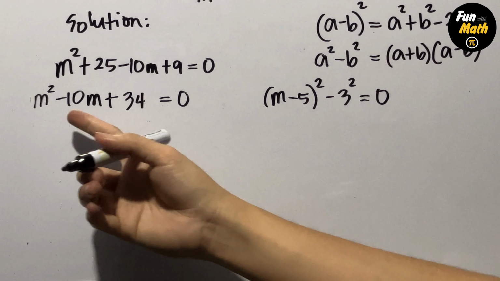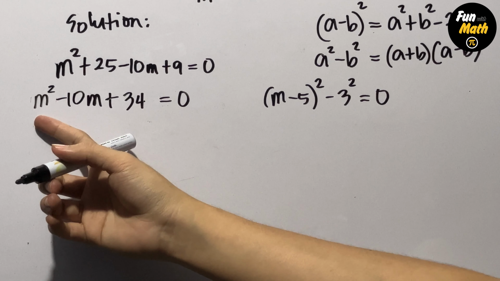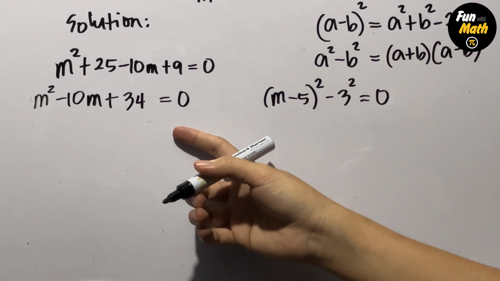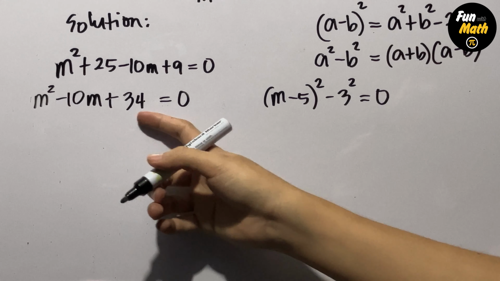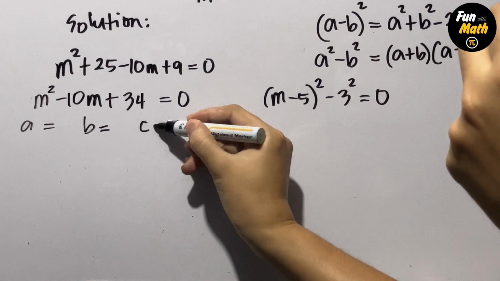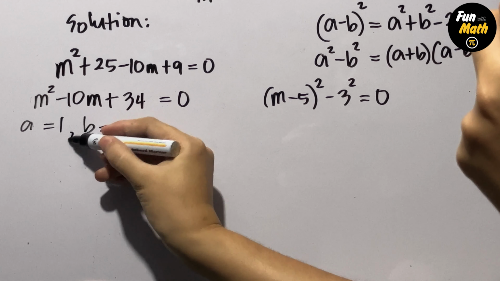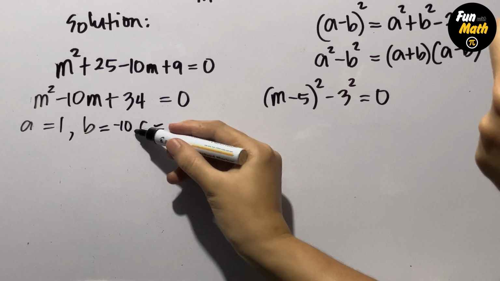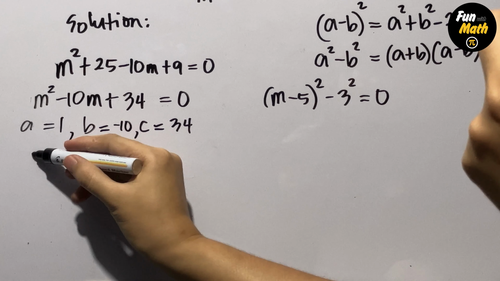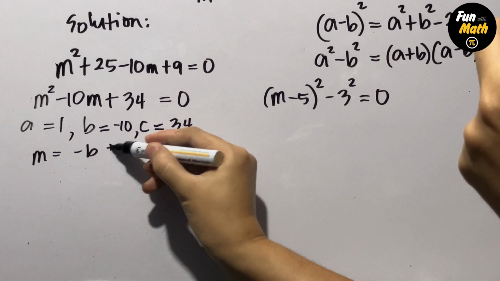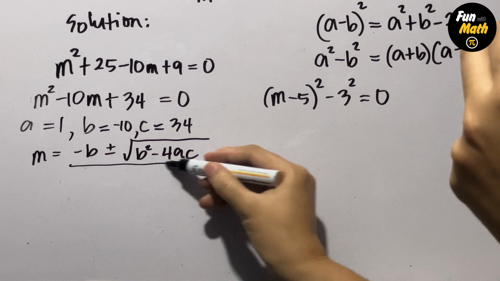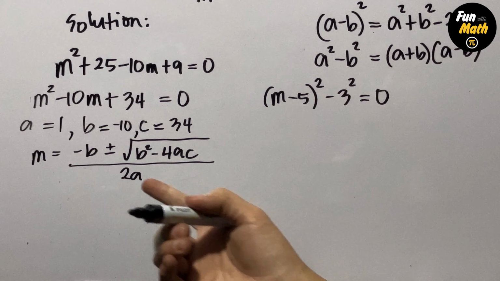Now, to get the roots of m, or the values of m, we need to use the quadratic formula, since this is a quadratic equation. Before using the quadratic formula, it's important to know the values of a, b, and c. For a, that is 1. For b, that is negative 10. For c, that is 34. And now the quadratic formula is m is equal to negative b, plus or minus the square root of b^2 - 4ac, all over 2a.